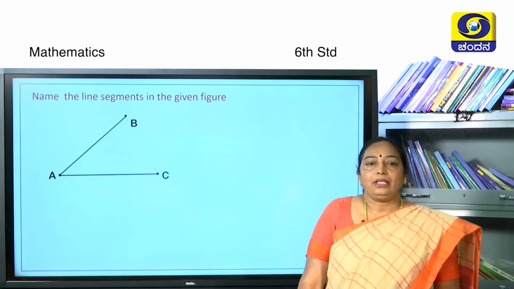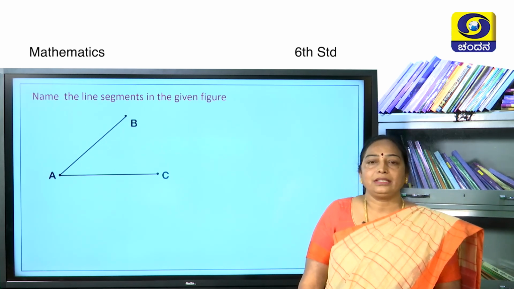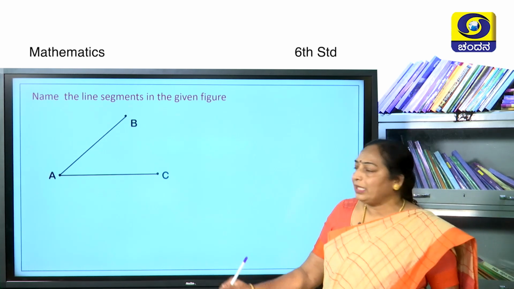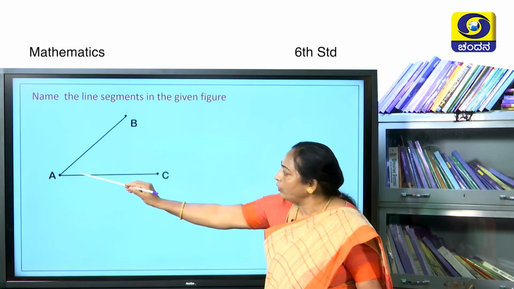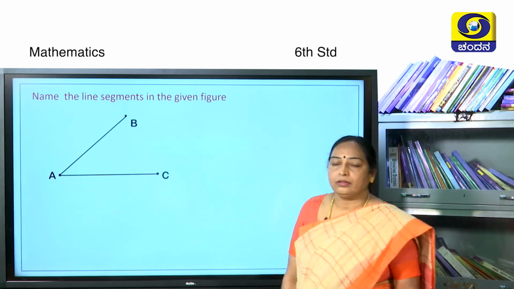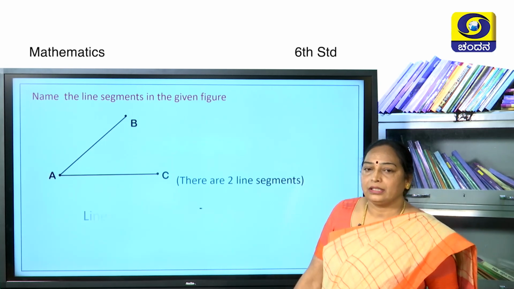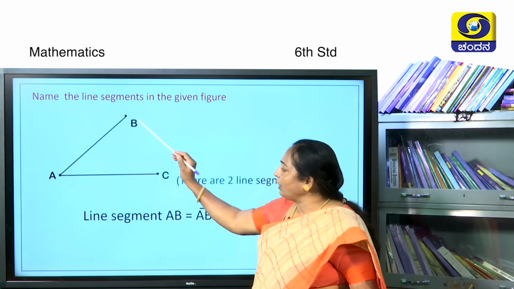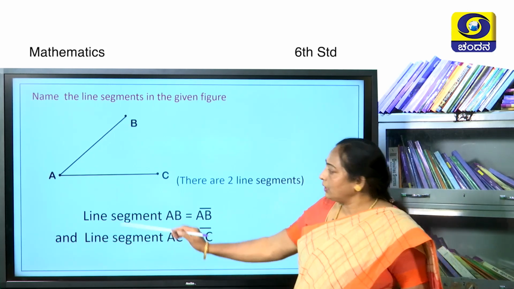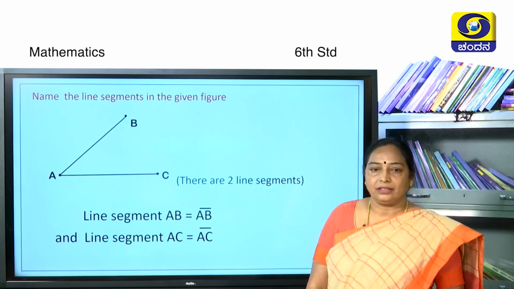Consider one example. Name the line segments in the given figure. How many line segments are here? There are 2 line segments. The first one is line segment AB. The second one is line segment AC.